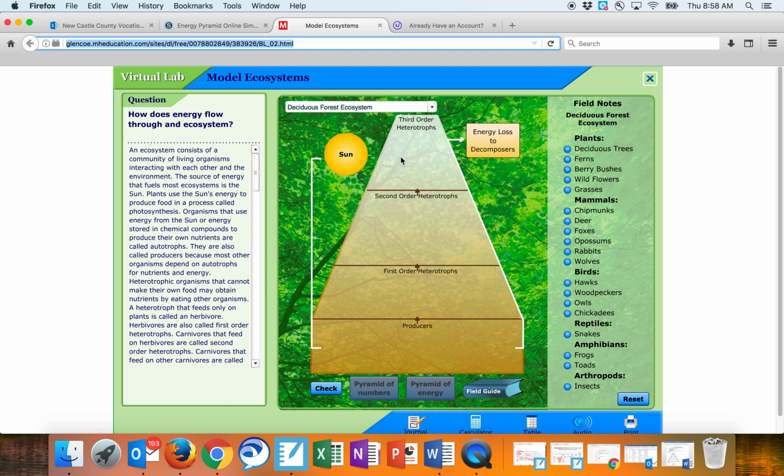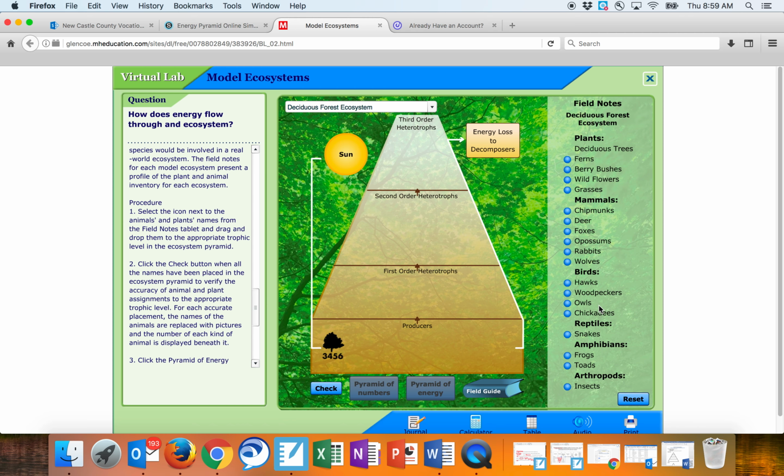Now, let's just say I didn't know what a berry bush was, and I'm going to say that that's a heterotroph. Once you start moving things, you put them where you think they go, and if you click check, it's going to tell you if it's right, it's going to stay here. If not, it's going to throw it back into the list.